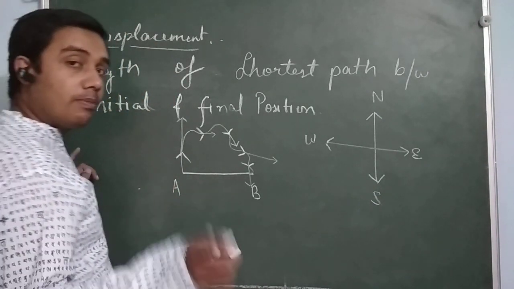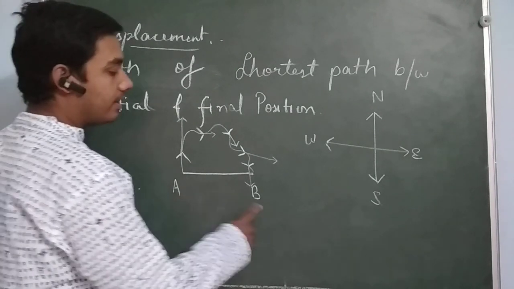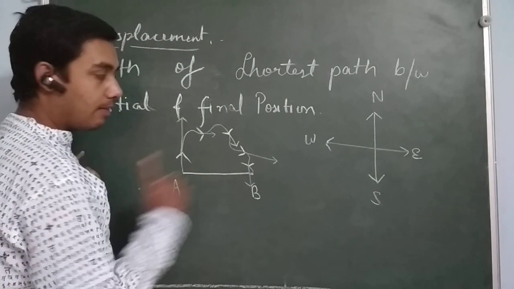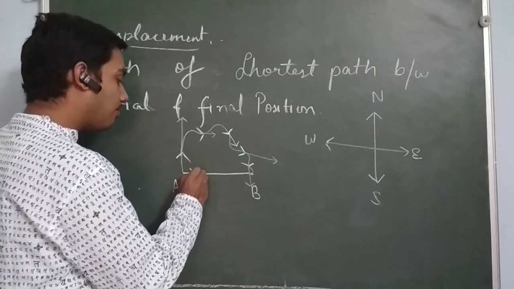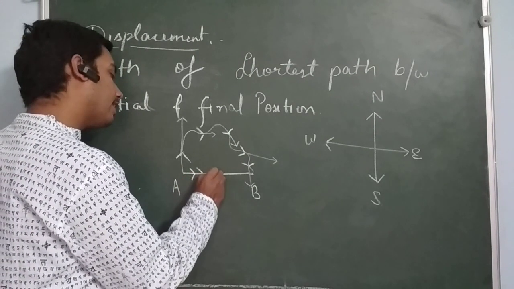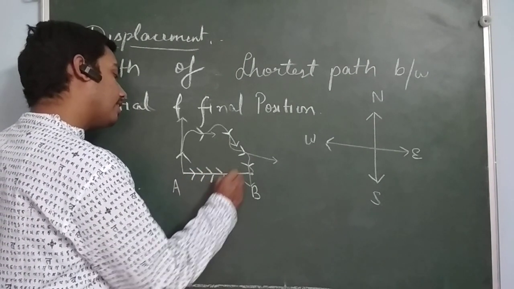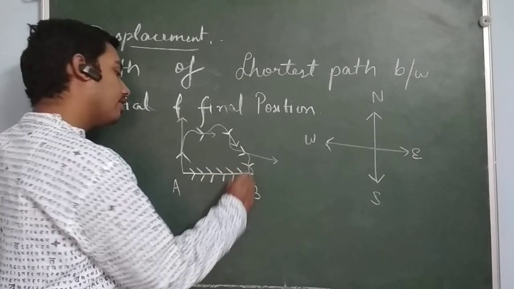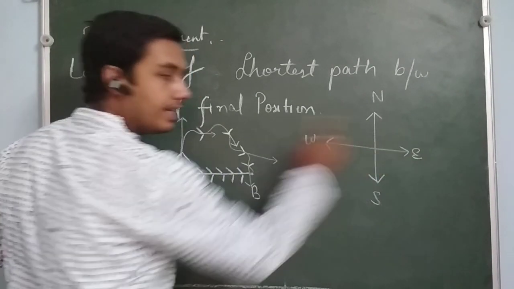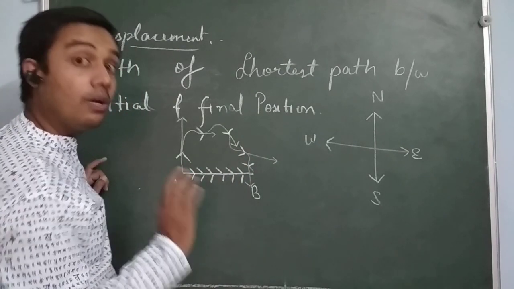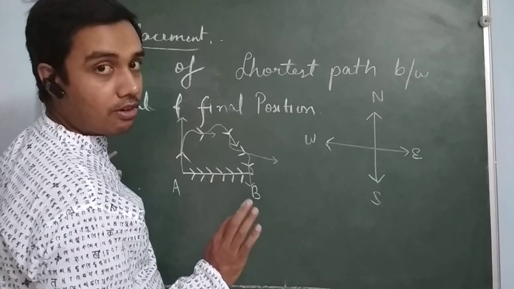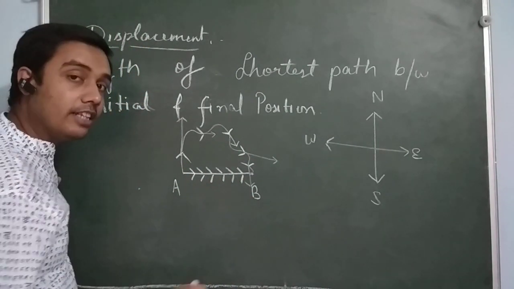But if I talk about displacement while traveling from A to B, अब देखो यहाँ पे, when I am traveling from A to B, I am moving only in one particular direction. That is this direction. Now this is which direction? East direction. Have I changed my direction? No, I haven't changed my direction at all. So that is what displacement is.